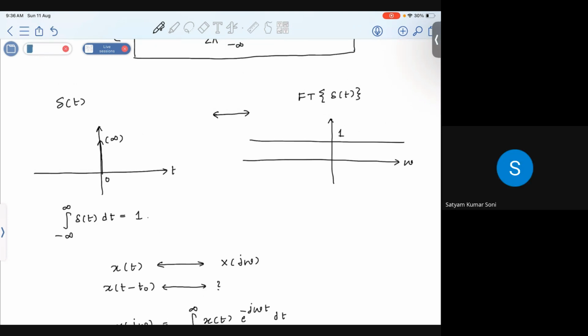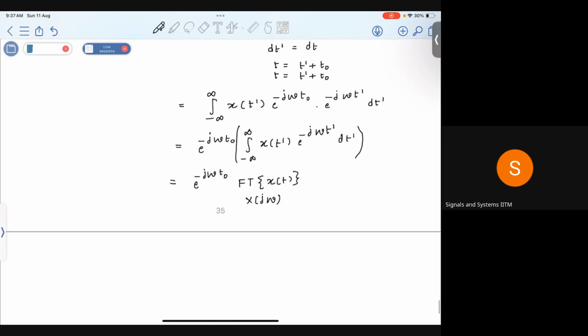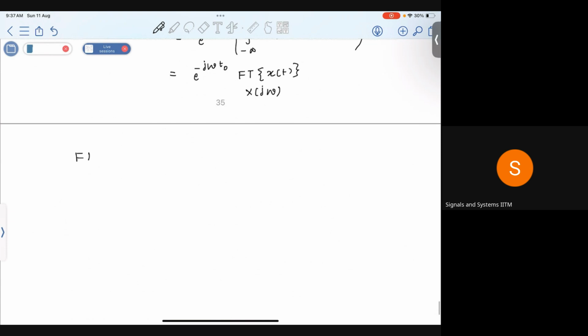Yes, ma'am. So how does it result in one if we get the Fourier transform for the delta signal? Sorry, could you repeat it? How do we get one if we do the Fourier transform for the delta signal? Just plug in what happens. So the Fourier transform of del of t is what? Integration from minus infinity to infinity del of t e power minus j omega t dt, right?